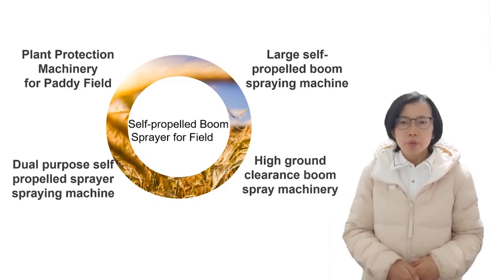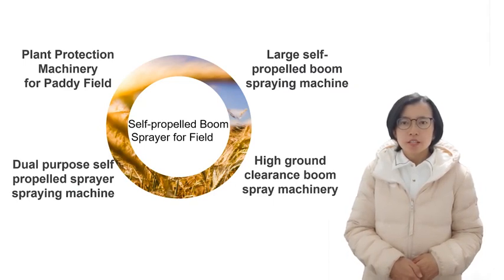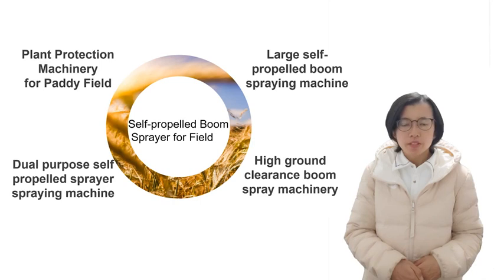And next, I will talk about the self-propelled boom sprayer for field. The first is plant protection machinery for paddy field. Second, the large self-propelled boom spraying machine. The third, the dual-purpose self-propelled spraying machine. And the last one is the high ground clearance boom spraying machine.